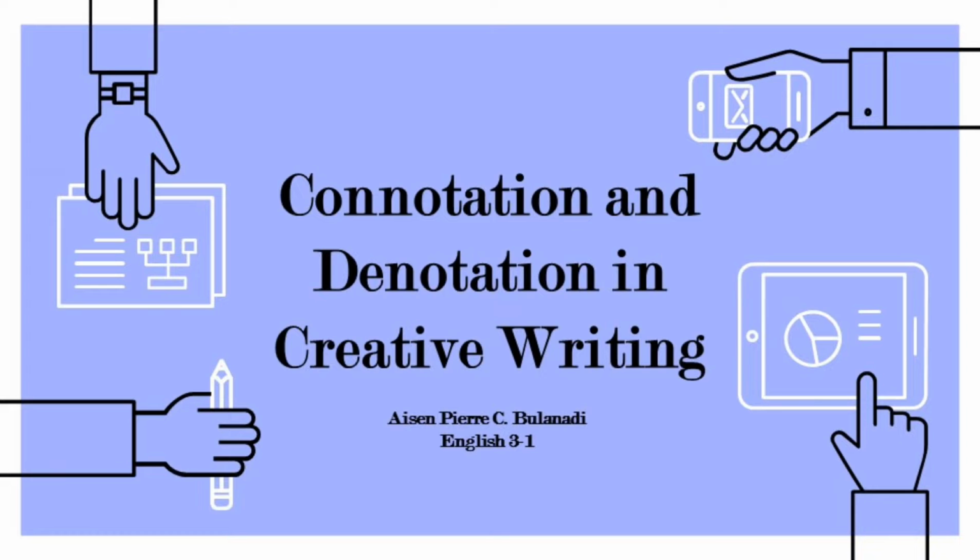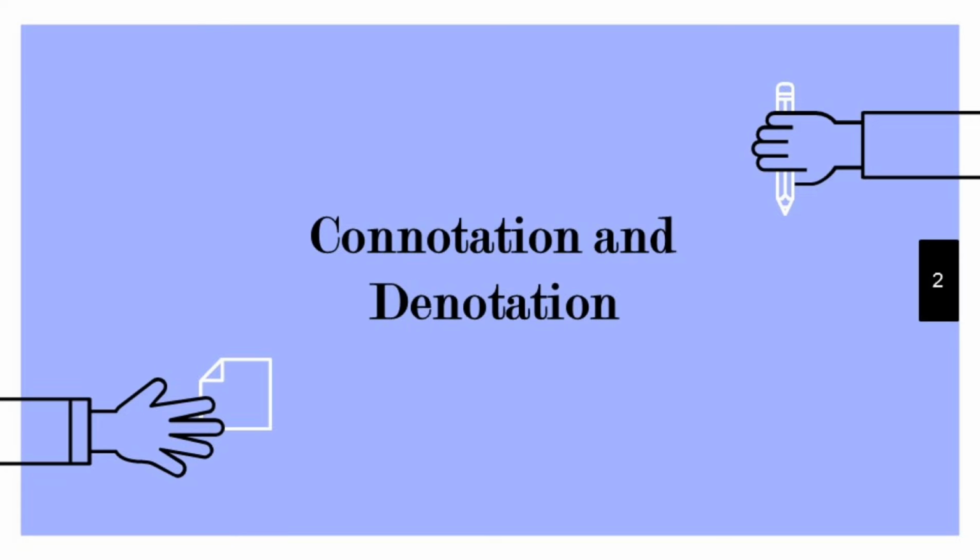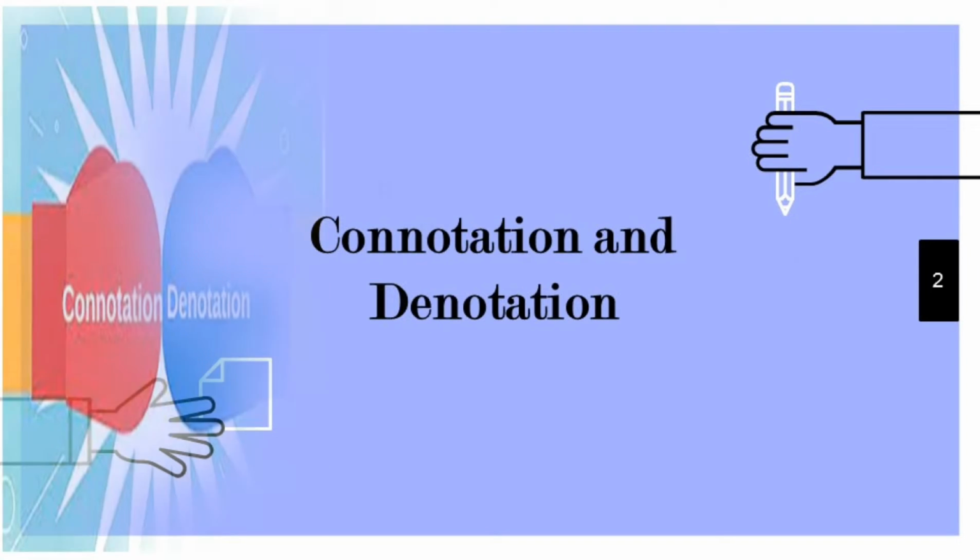So before we proceed to the discussion proper, let me show you my learning objectives. For the first one, the definition of connotation and its types, and denotation with examples. For the second one, the differences of connotation and denotation. And for the third one, why do writers use connotation and denotation when it comes to their writing, or in creative writing? So let's start with the first learning objective, which is the connotation and denotation.